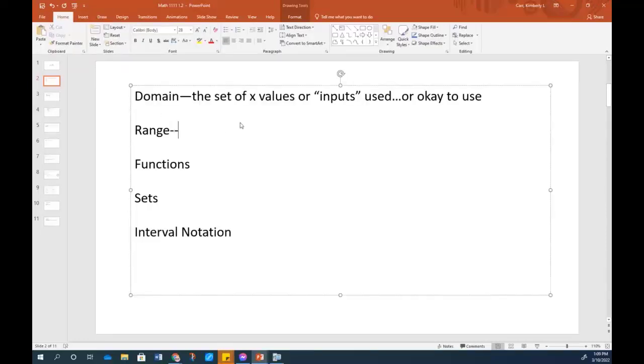Range. So what is range? By contrast, the range is the set of y values, or we might call that outputs, used or resulting.